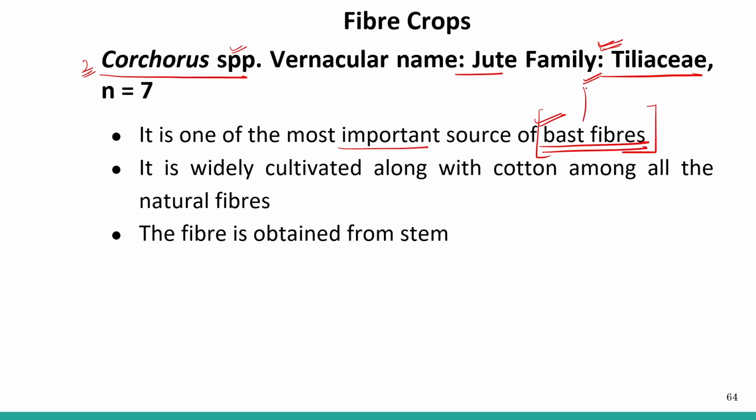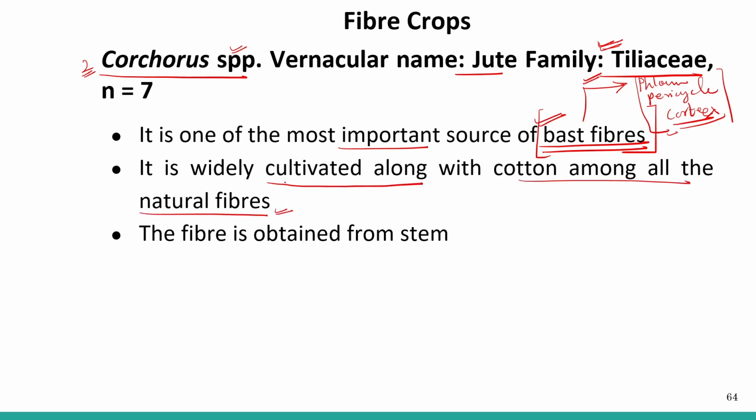Bast fibers again, this fiber constitutes which part of the plant? That is the phloem, pericycle and cortex region of the stem. So this is called bast fibers. It is widely cultivated along with cotton among all the natural fibers. Okay, so this grows along with the cotton, and this is one of the important natural fibers, jute. The fiber is obtained from the stem.